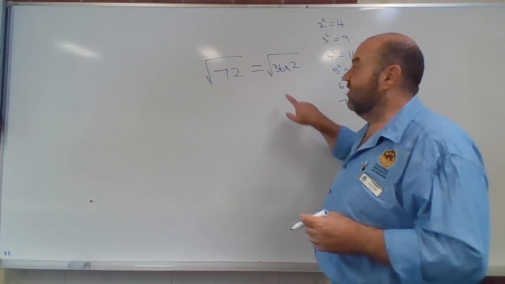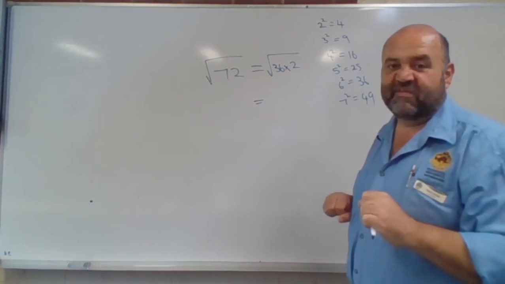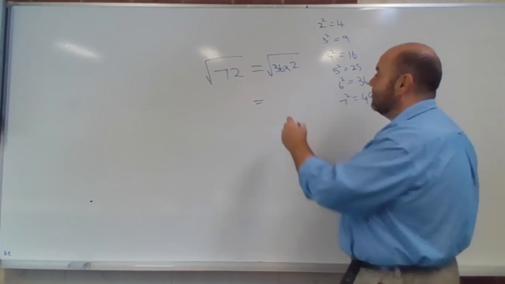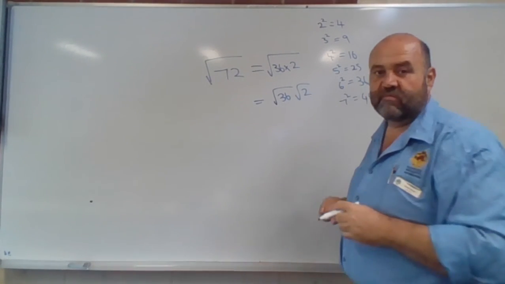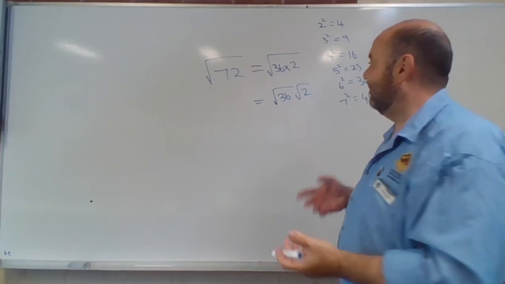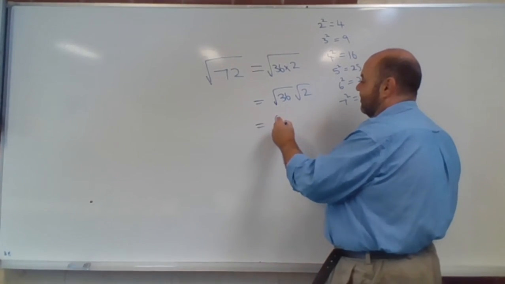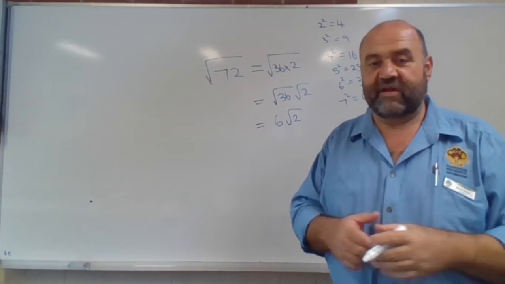Okay. And then what do I do? Well, now I separate this product out into 2 different surds. That's the square root of 36 times the square root of 2. And the square root of 36 I know. Square root of 36 is 6. So that's just 6 root 2. Okay, I've simplified that radical expression.